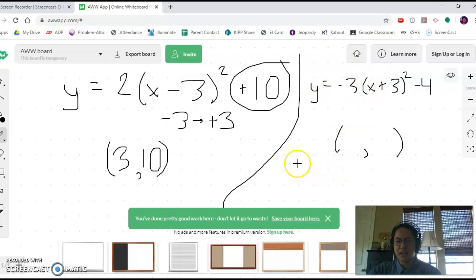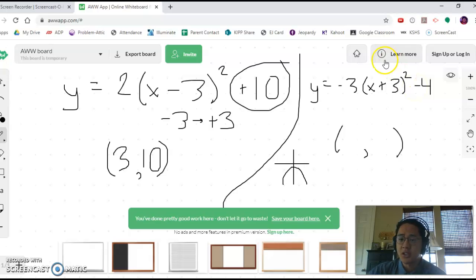Negative, if it's out in front, is that going to be facing up or facing down? Well, if it's negative, am I happy or sad? I'm sad, so I'm going to be frowning. And the frown looks like this, so we're going to be facing down. Okay? So it's going to at least face down, that much we know. And we can actually graph this because it's in vertex form.